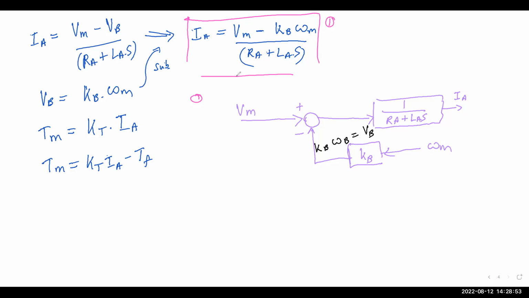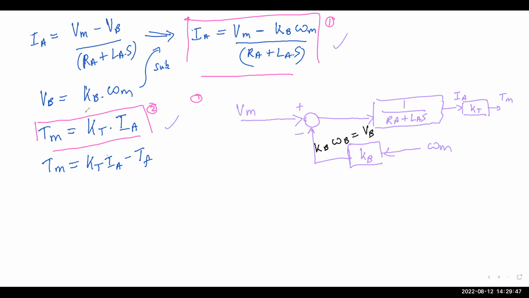So we want to get the torque, right? We want to get torque. So what can we do? Torque is simply IA multiplied by KT, right? So how can we get that? We just have to multiply this with another block of KT, and then we'll get TM, right? We get TM here. So we have done this. We have modeled this.